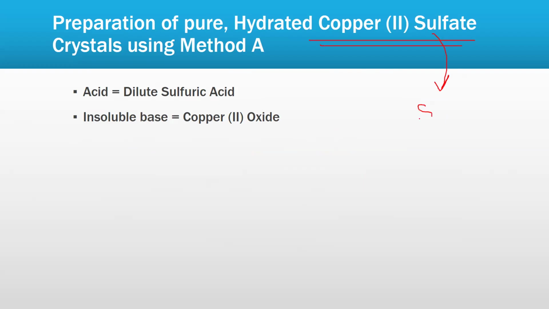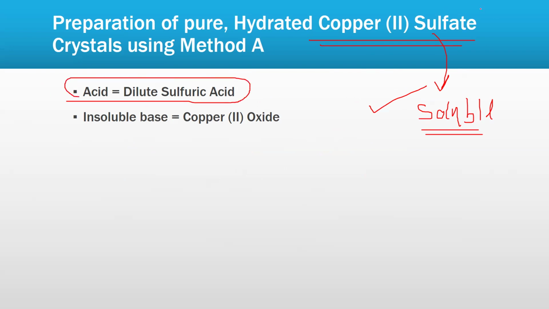Copper 2 sulfate, we know, is a soluble salt. We are preparing what? Preparation of pure copper 2 sulfate, a soluble salt. To prepare this soluble salt, I needed an acid. Which acid will be needed if we want to produce a sulfate? Sulfuric acid. What if we have to produce a phosphate? Which acid would be used? Phosphoric acid. What if I want to prepare copper 2 chloride? Which acid would you use? Hydrochloric acid.